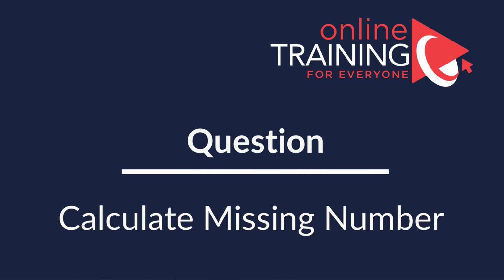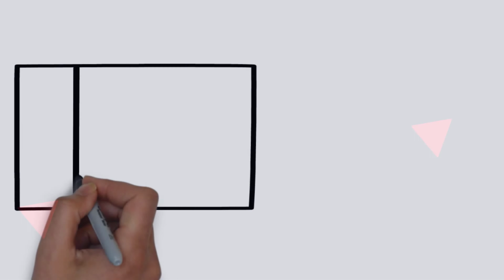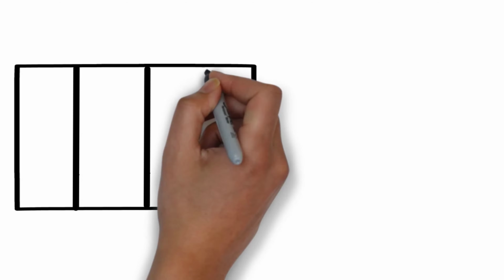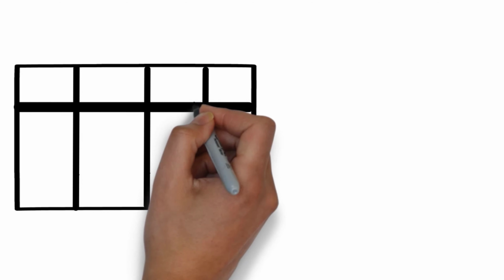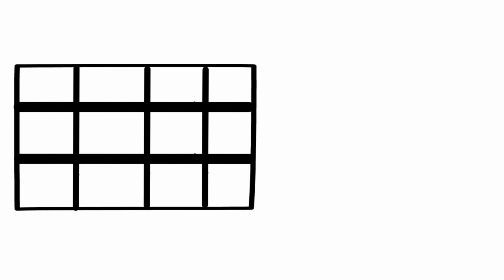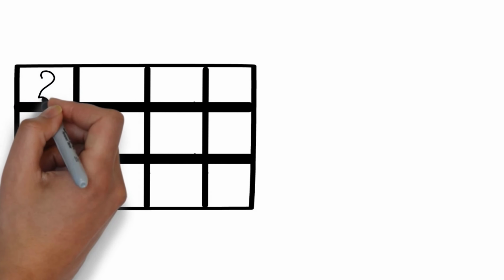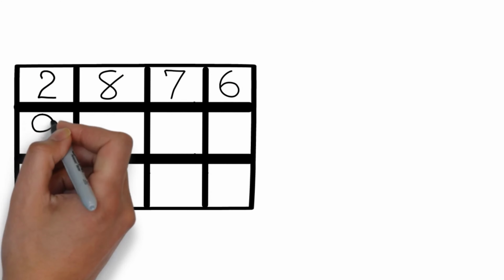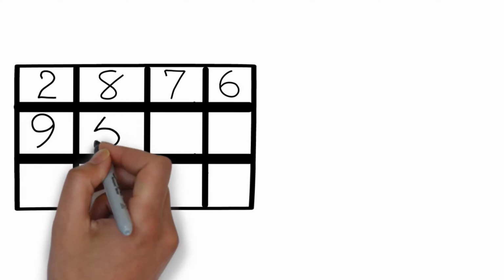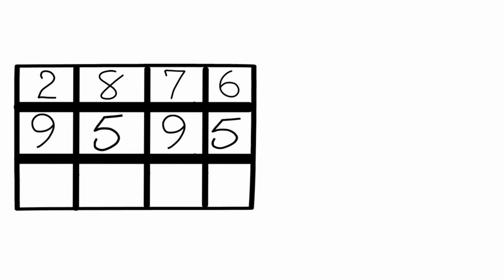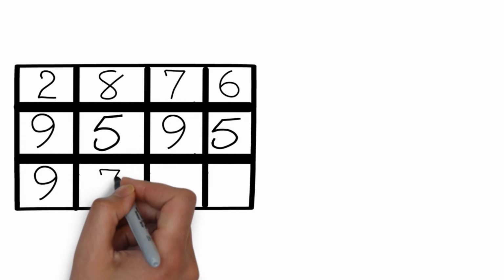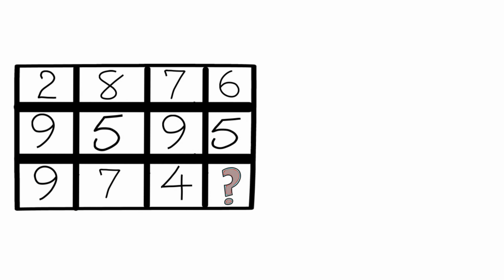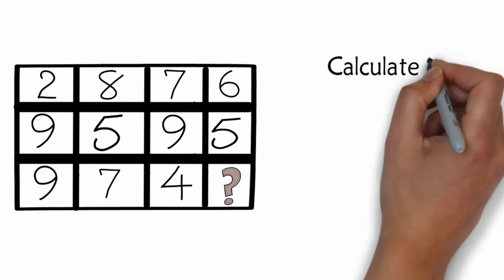Here's one of my favorite questions because it is very frequently used on the test. You're presented with a matrix, a 4x3 matrix. Each cell in the matrix has numbers. For example, the first row has numbers 2, 8, 7, and 6. The second row has numbers 9, 5, 9, 5. And the third row has numbers 9, 7, 4, and one number in the bottom right corner is missing. And this is exactly what you need to calculate.